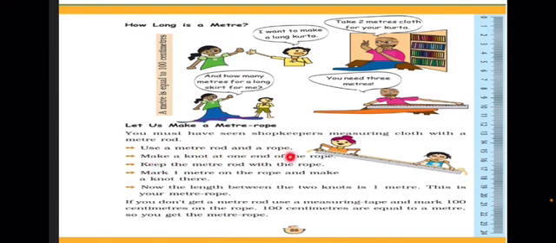Use a meter rod and a rope. Make a knot at one end of the rope. Keep the meter rod with the rope. Mark 1 meter on the rope and make a knot there. Now the length between the 2 knots is 1 meter. This is your meter rope. If you don't get a meter rod, use a measuring tape and mark 100 centimeters on the rope. 100 centimeters are equal to a meter. So you can get a meter rope.